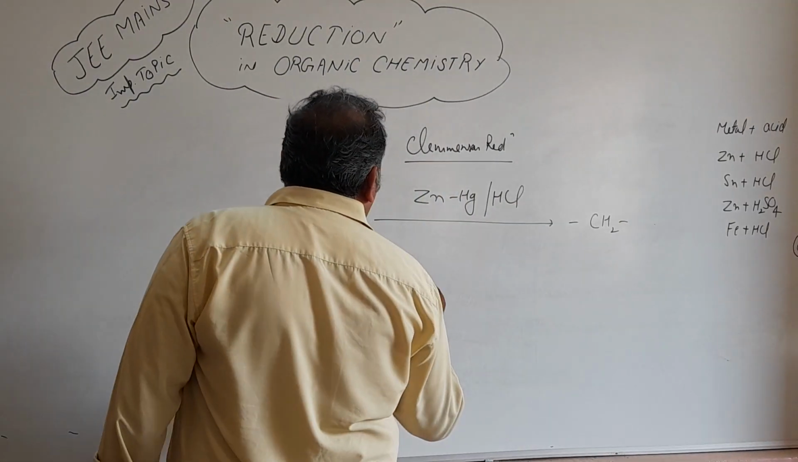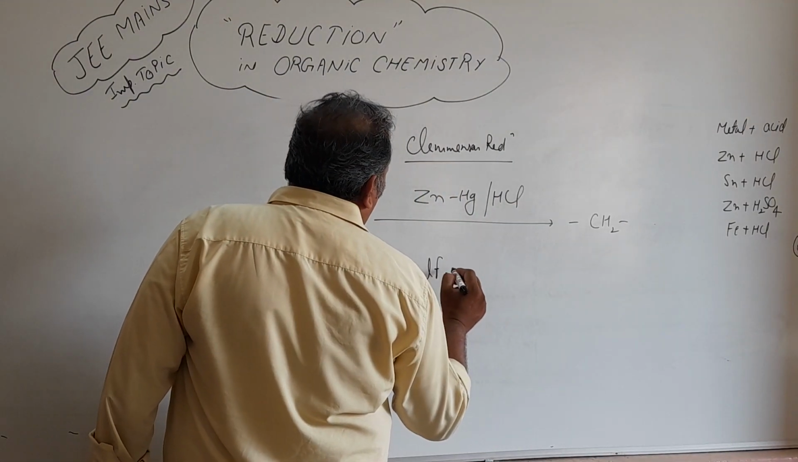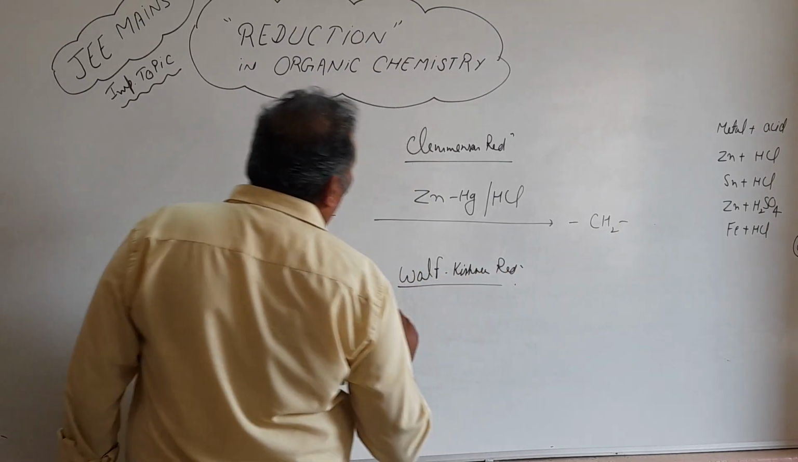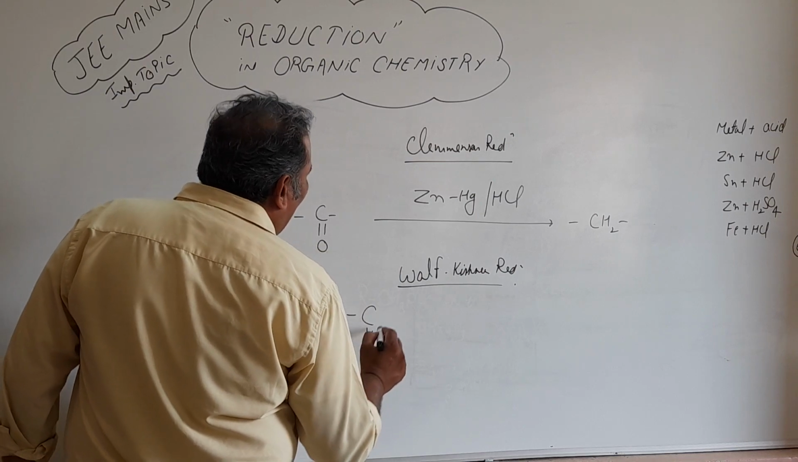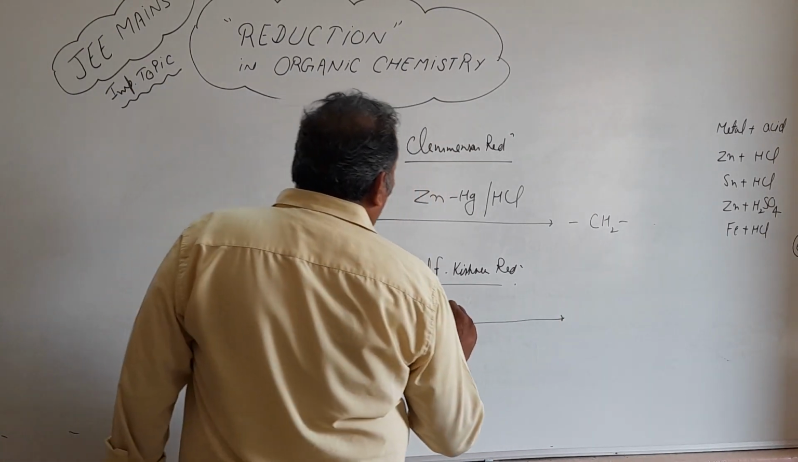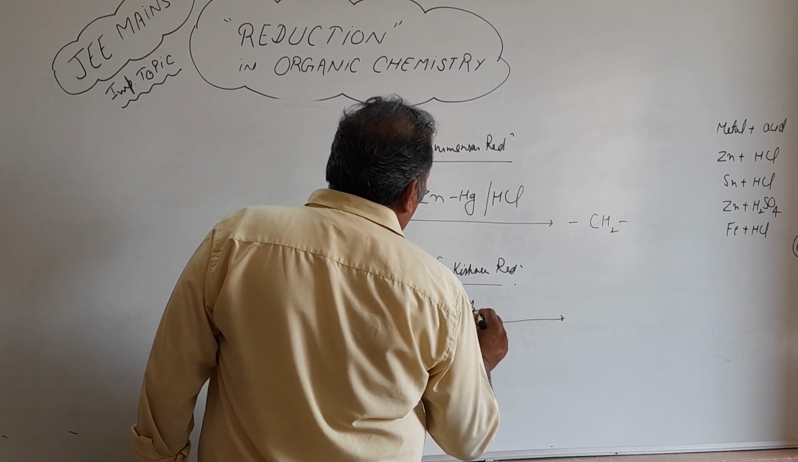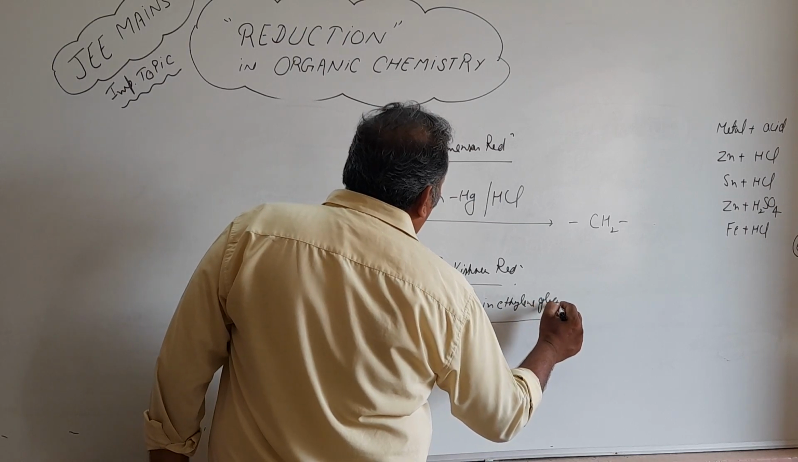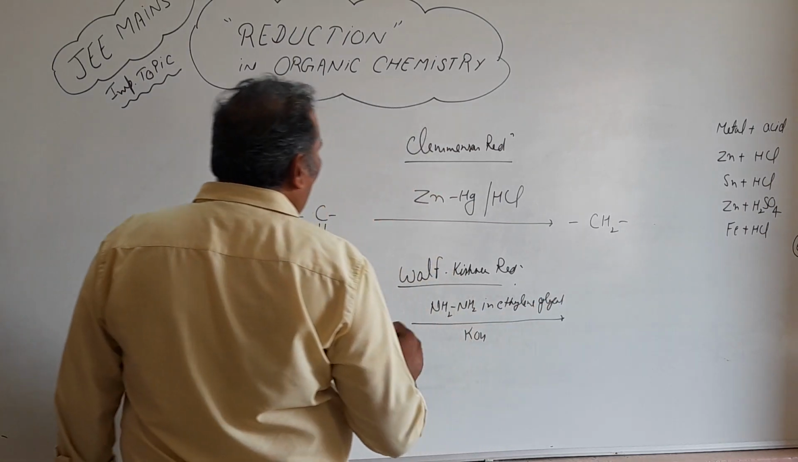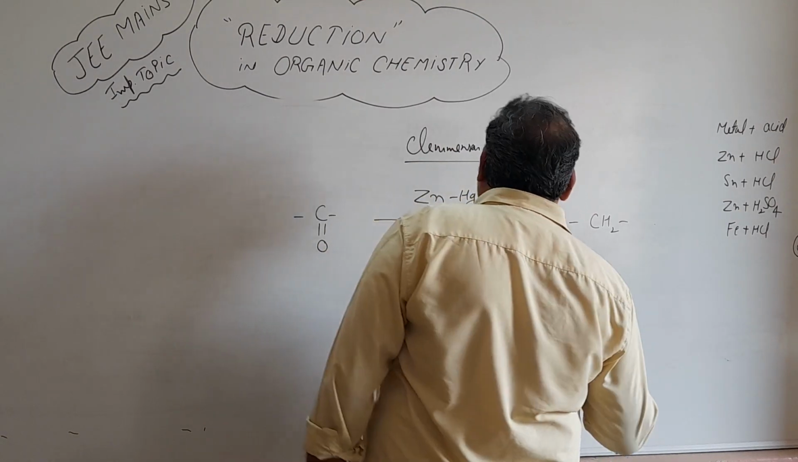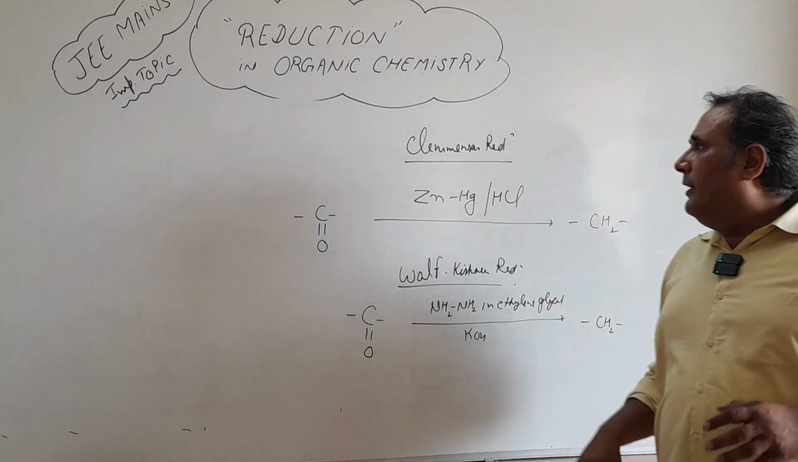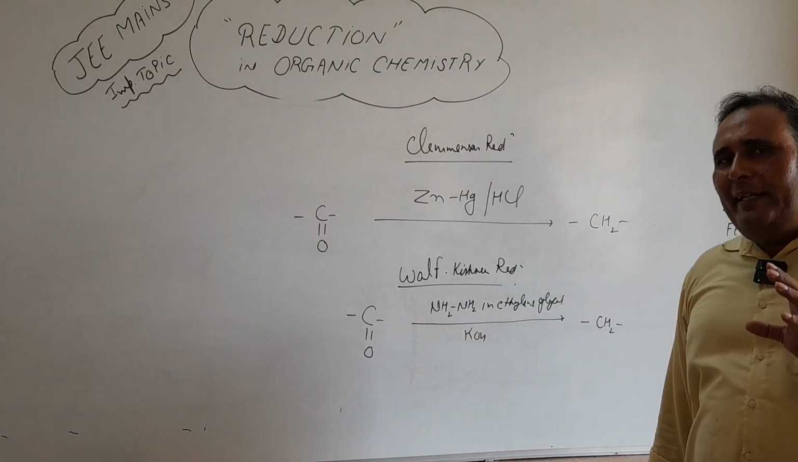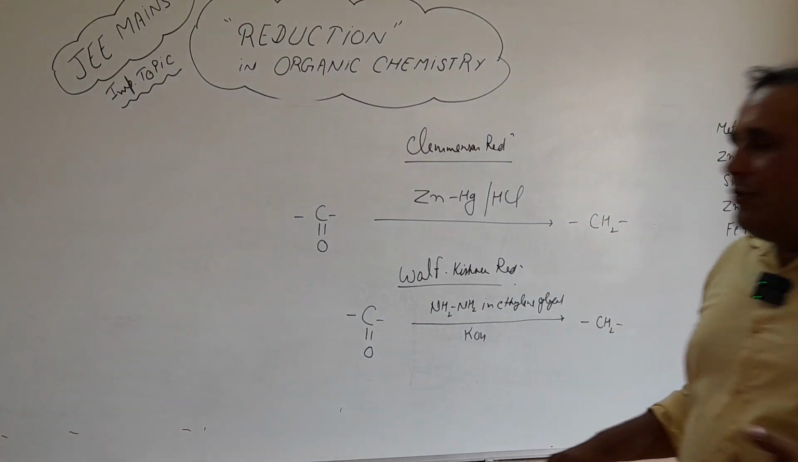And the second one is Wolff-Kishner reduction. If we are talking about Wolff-Kishner reduction, then the reagents are different but the product is the same. We have to use hydrazine NH2NH2 in ethylene glycol, then we have to use the base KOH. Then the carbonyl group gets converted into CH2 group. So Wolff-Kishner reduction as well as Clemmensen reduction are very important reductions. They selectively reduce the carbonyl group into CH2 group.